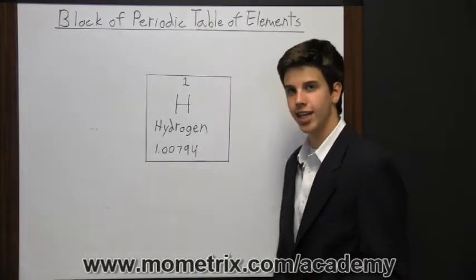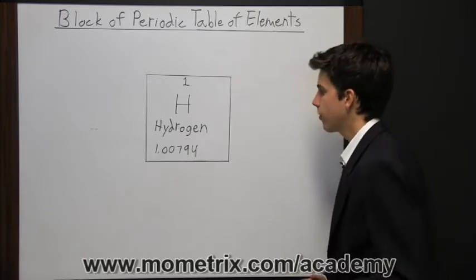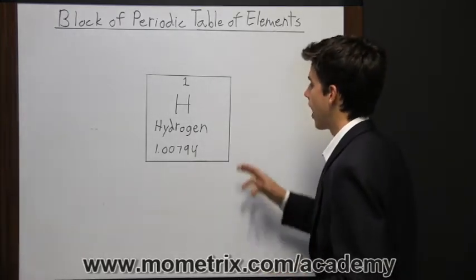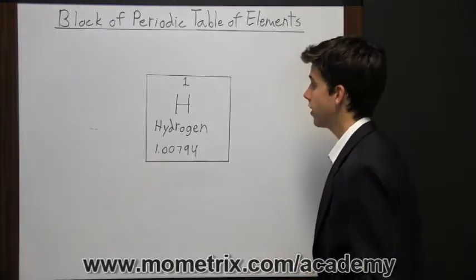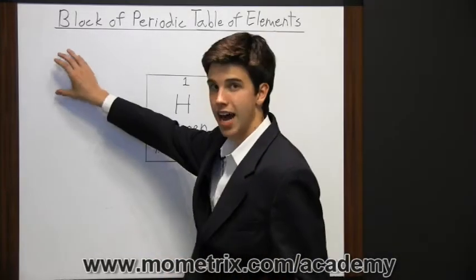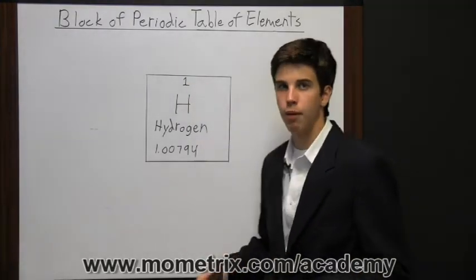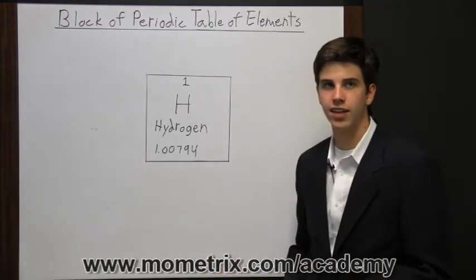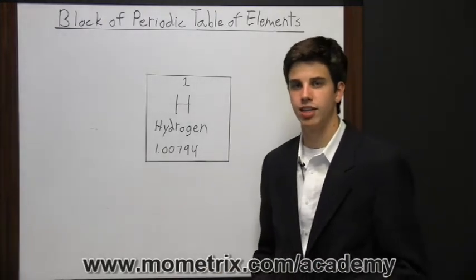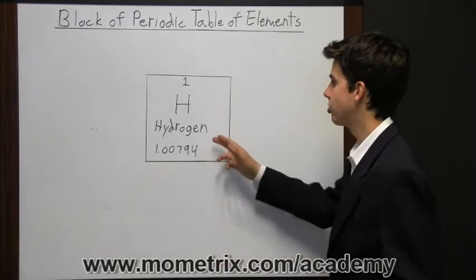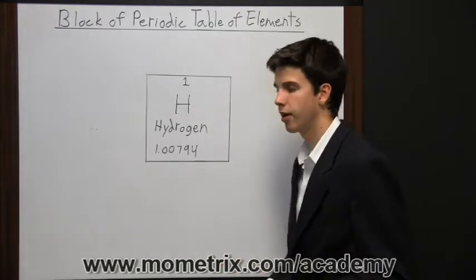Within a block of the periodic table of elements, there are a few things that it's important that you understand. So here we have a block of the element hydrogen. Now, if you looked at a periodic table, this block would be up in the top left corner. So first you have the number 1 at the top, which varies depending on the element. This is called the atomic number, and it represents the number of protons in an atom. So if you had a hydrogen atom, you'd have 1 proton in there.